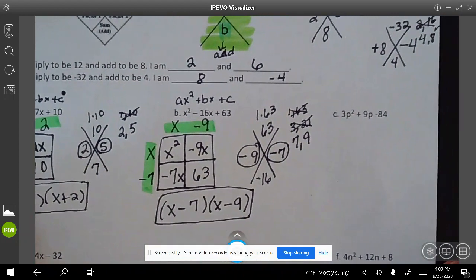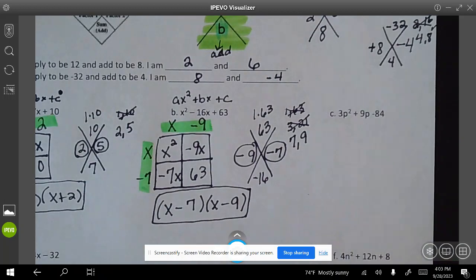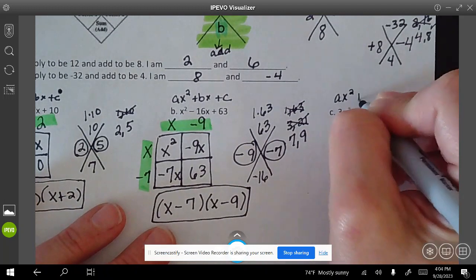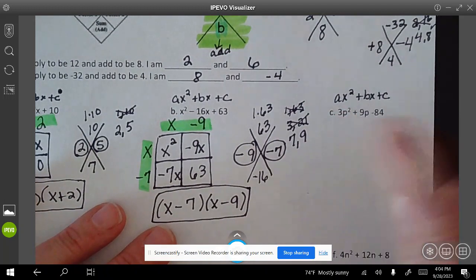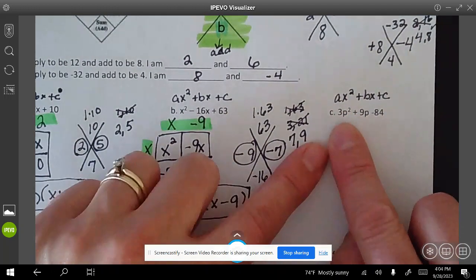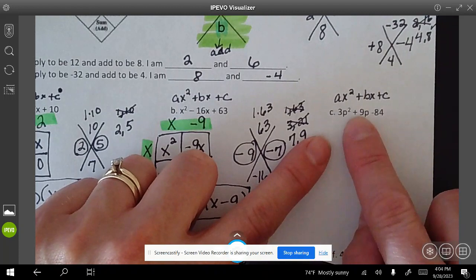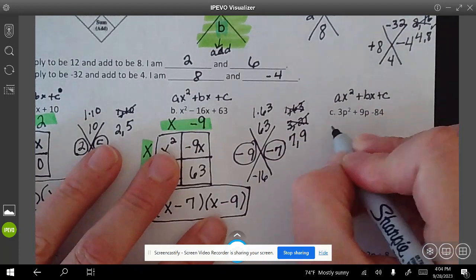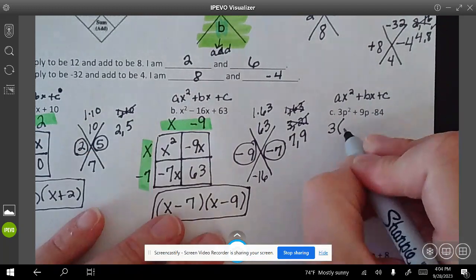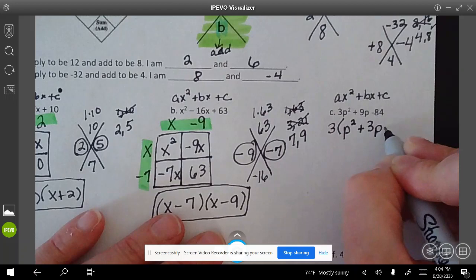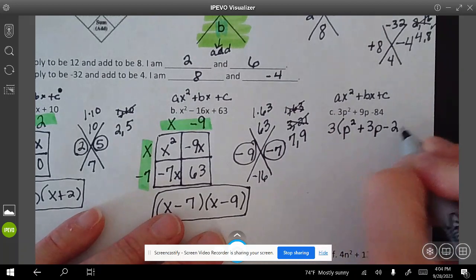Okay, I want to do one more with you before I let you try some. You'll notice that my a is not 1 here. Remember, this is ax squared plus bx plus c. But my a is not 1, my a is 3. So what you need to say is, can I take a greatest common factor out? And we've done that. Well, we can here. We can take out a 3. So we're going to take out that 3. That gives us p squared plus 3p minus 28.